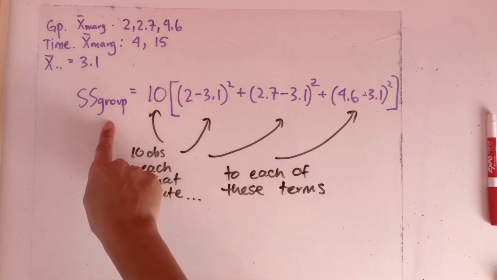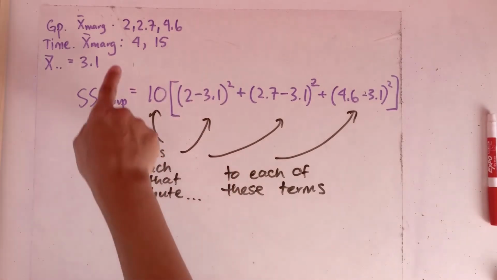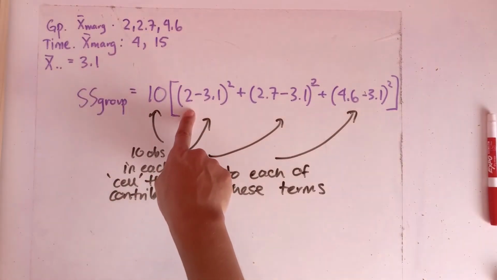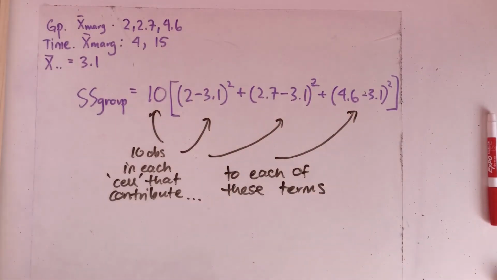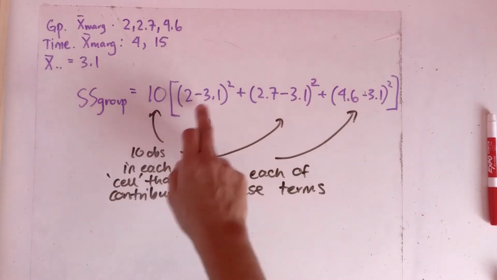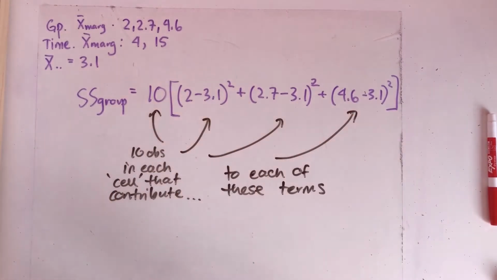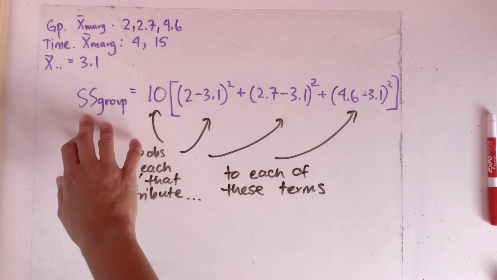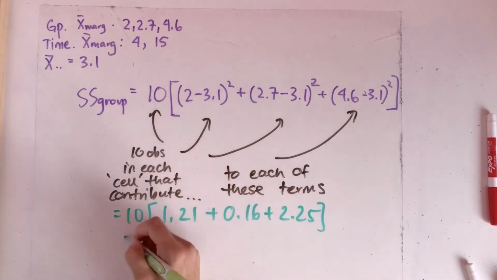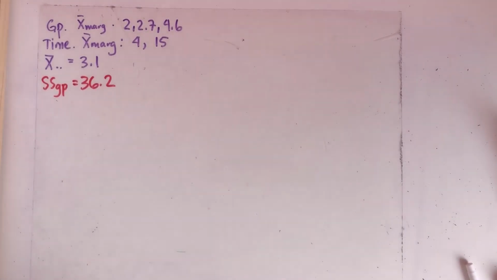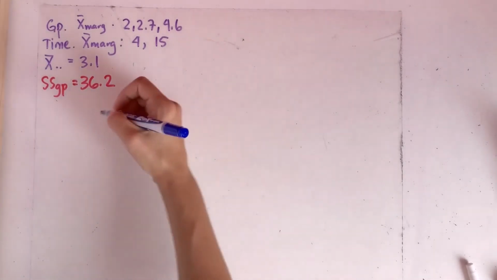Because SS group is ignoring the manipulation of time, if you examine our new data, you'll see there are 10 observations that contribute to the marginal mean of 2 for group 1, 2.7 for group 2, and 4.6 for group 3. So this 10 out here multiplies by each of these terms in order to weight the variance according to how many observations there were. If we had more observations, this number would go up.